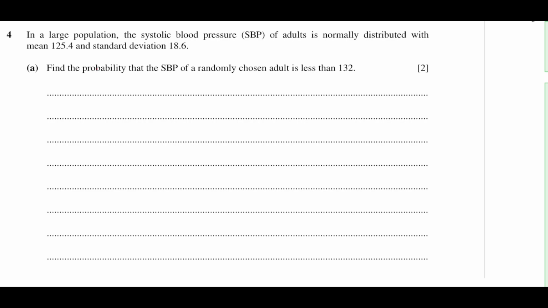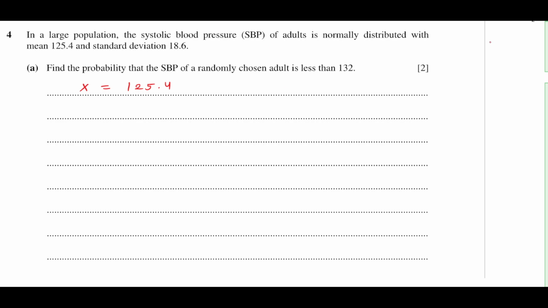Okay, so this problem: in a large population, the systolic blood pressure of adults is normally distributed. This question is a simple one. Now the mean is given, x bar, we say x bar or simply x mean.